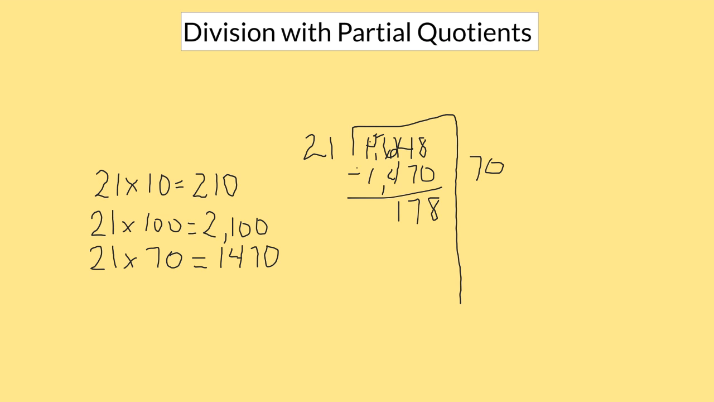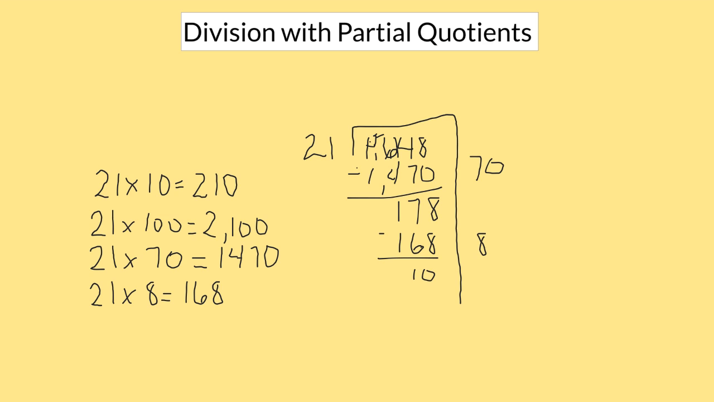So now I want to take the 178 that I have left and put them in groups of 21. I wonder what would be a good choice. It's definitely going to be smaller than 10, so let's try 8. 21 times 8 is 168. That's pretty close to everything I have left. So I'm going to subtract that out, and I only have 10 left.